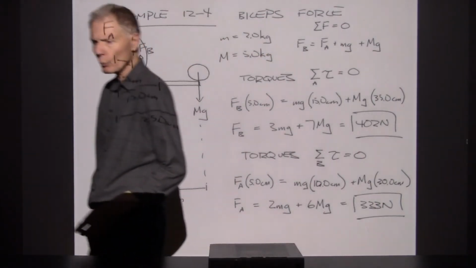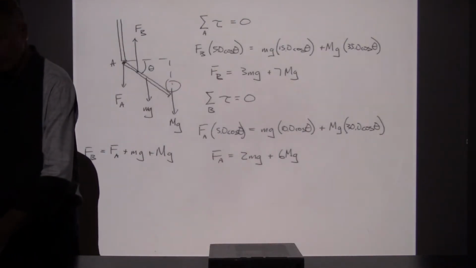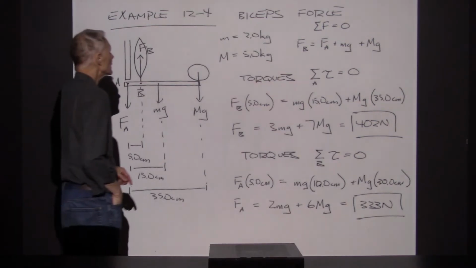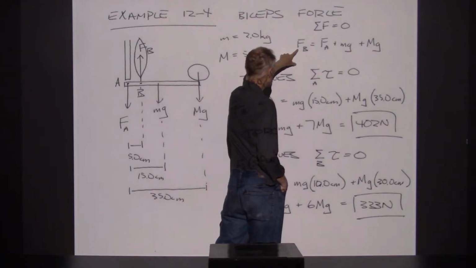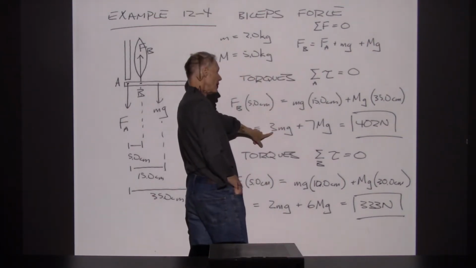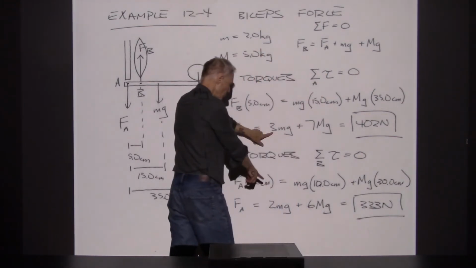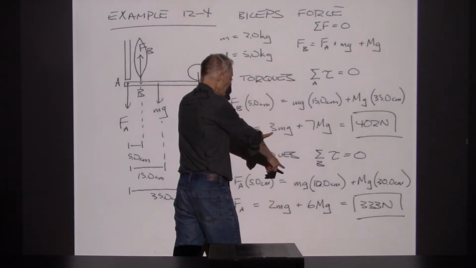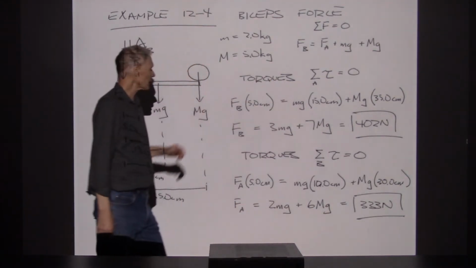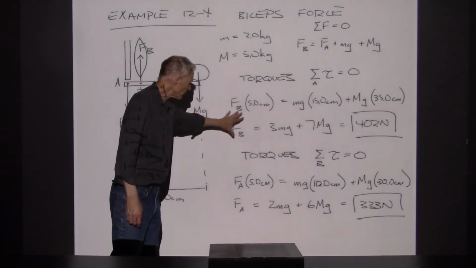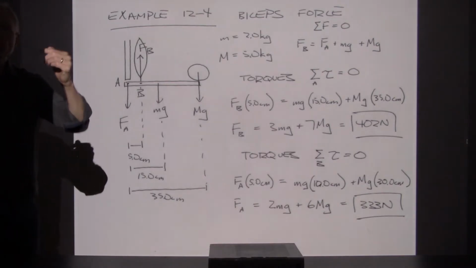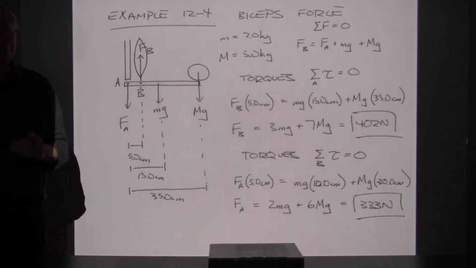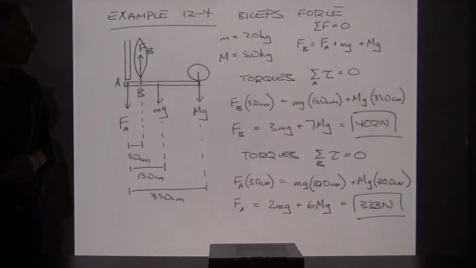Now, we've got the forces calculated. Let's check them and see if this works. So it says that the force at B, which we calculated to be 3 mg's and 7 big mg's, has to equal the force at A, which was 2 little mg's and 6 big mg's, plus mg. Yeah, it checks out. So if I now take the forces determined using torques and put them back into the force equation, they need to work. If they don't work, something's gone wrong. We have to go back and double check.